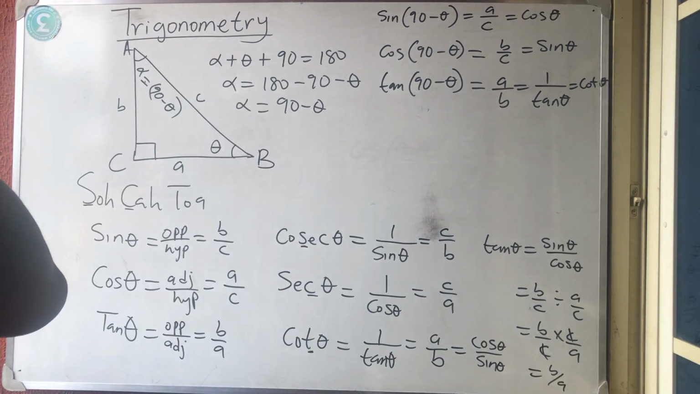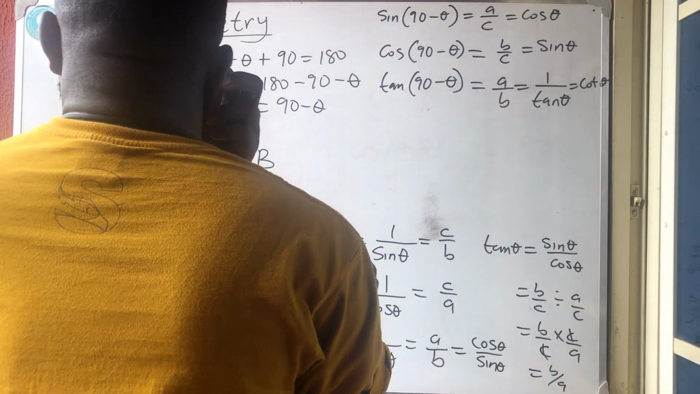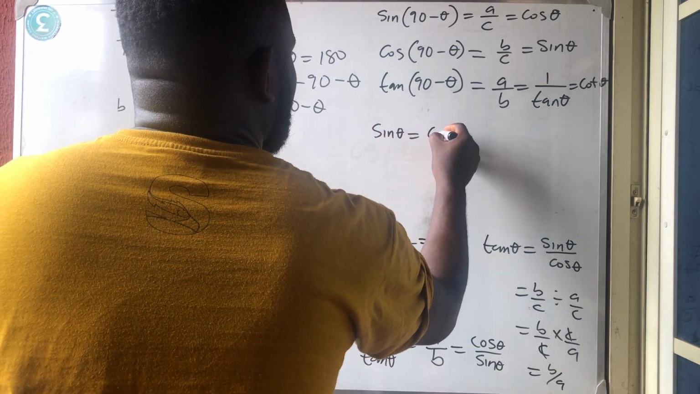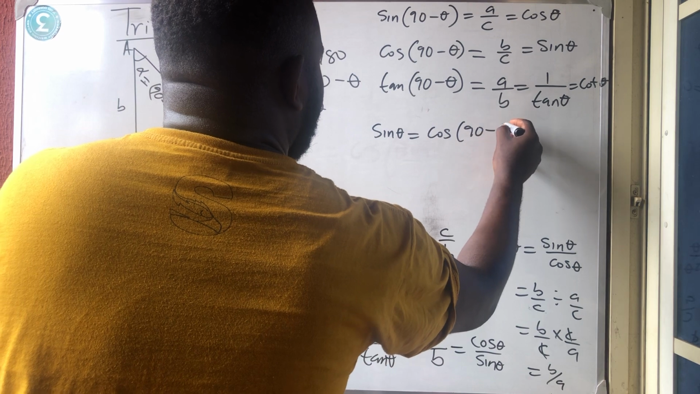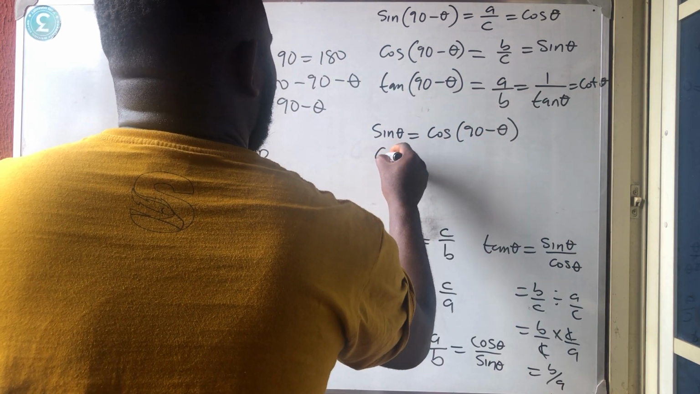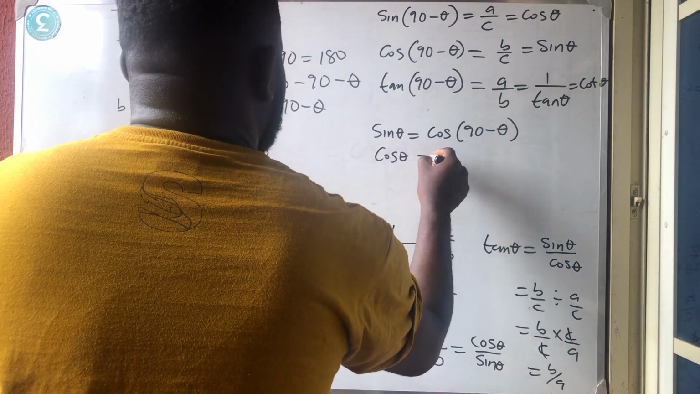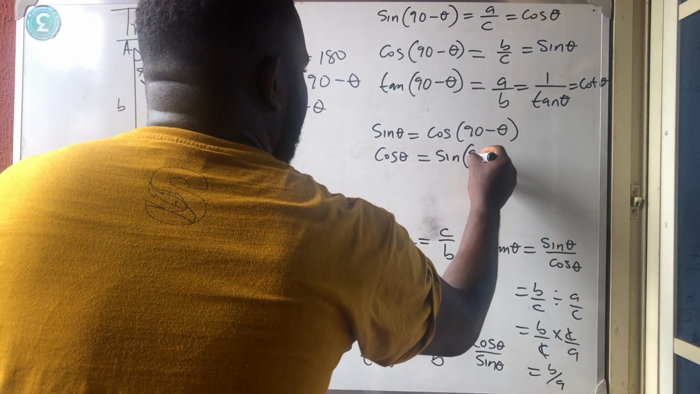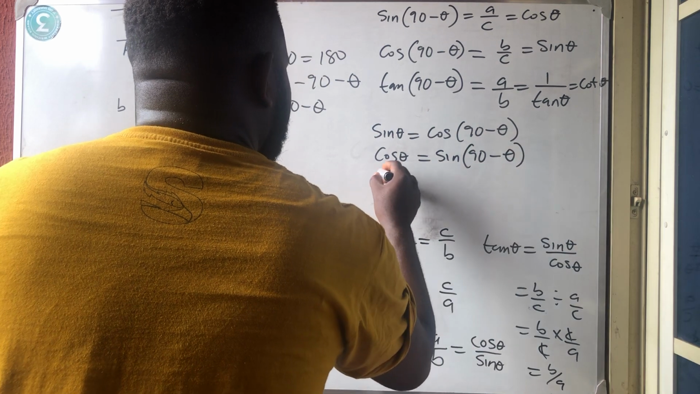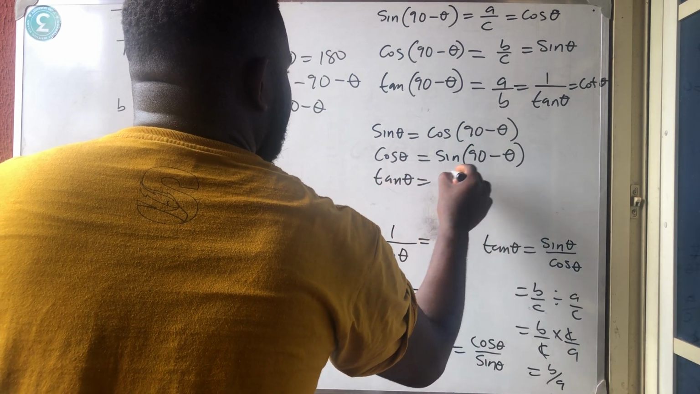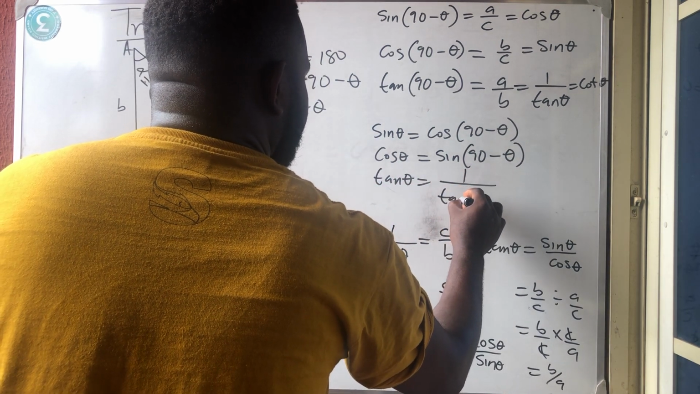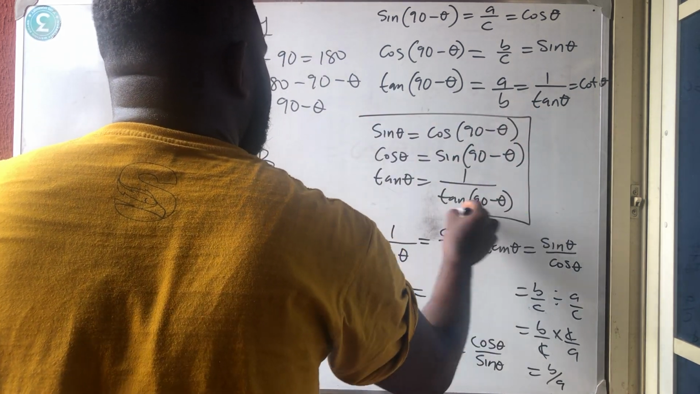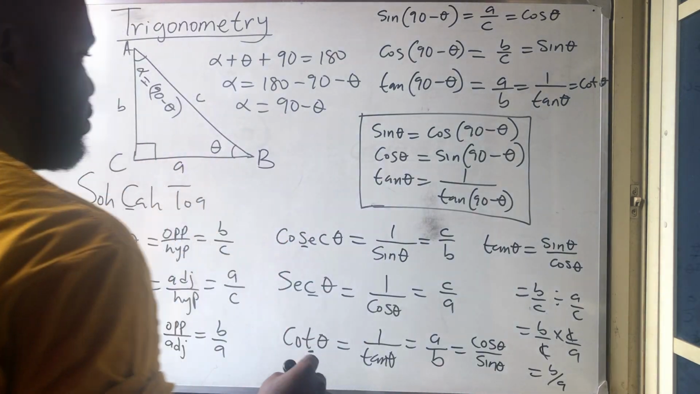So you need to know this very important formula: sine theta is the same thing as cos 90 minus theta. Cos theta is the same thing as sine 90 minus theta. And tan theta is the same as 1 over tan 90 minus theta. Okay, so this is an important formula that you need to note.